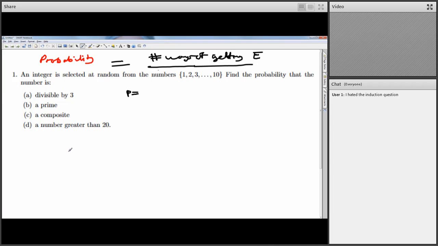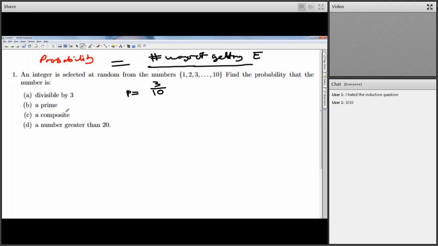So essentially it boils down to how many different ways they are getting a number divisible by 3, divided by the total number of ways they're getting it. And there's 3 numbers out of the 10 possible, so probably 3/10. So exactly right. A prime number.